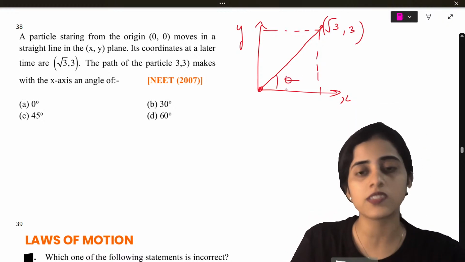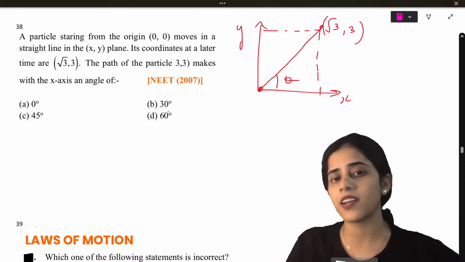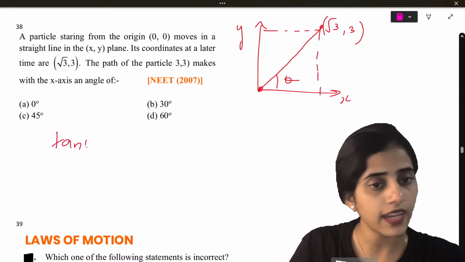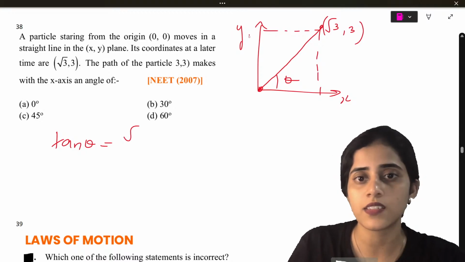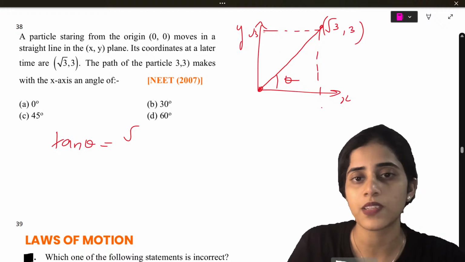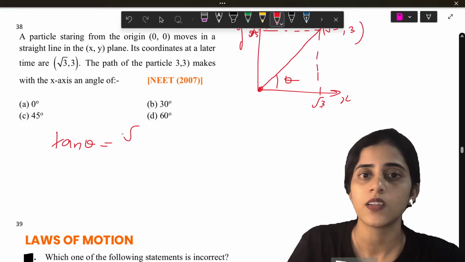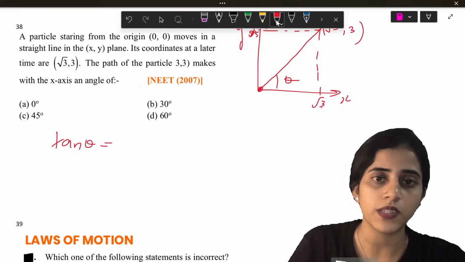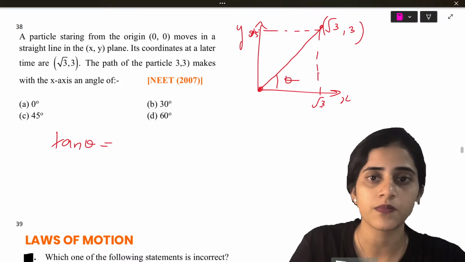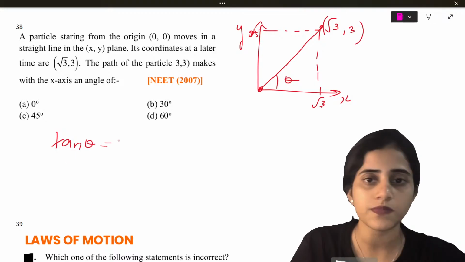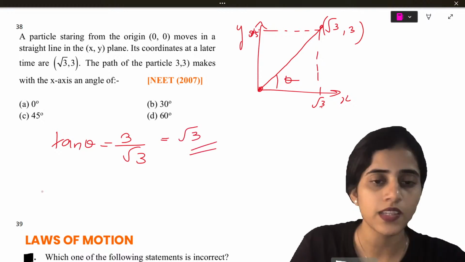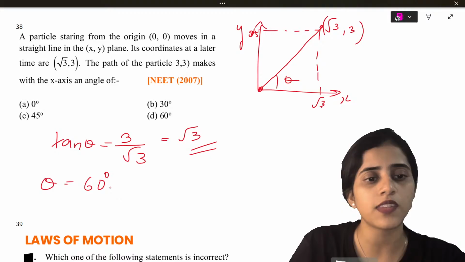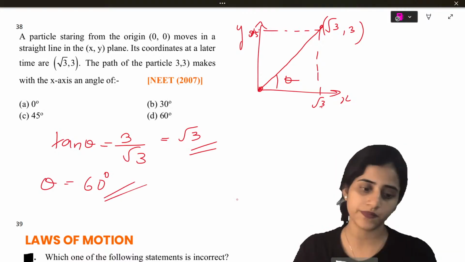So how will you find out this theta? You are not taking hypotenuse, so it's definitely tan theta. The y coordinate is 3, the x coordinate is root 3. So tan theta would be opposite by adjacent, so 3 by root 3, which is root 3. So theta is going to be equal to 60 degrees. Okay?